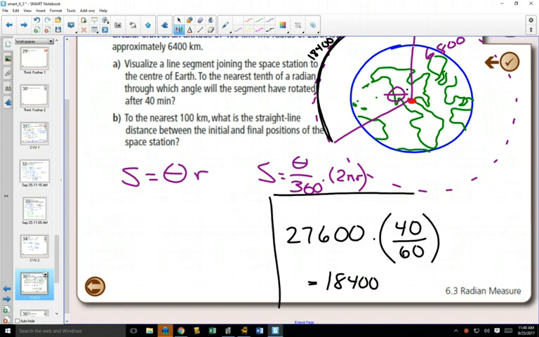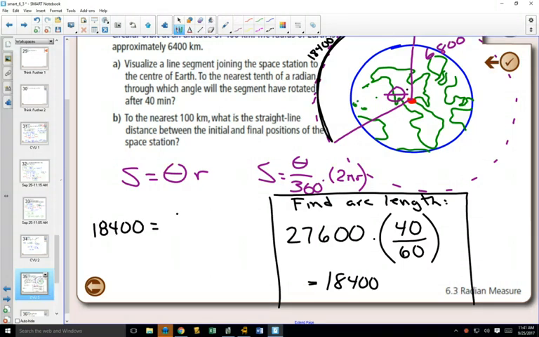So maybe I'll label this a little bit nicer. What did we do here? We found the arc length because we knew how fast it was traveling for 40 minutes, so we could figure out how far it traveled in 40 minutes. Now that we have that value, we know the arc length, we know the radius, so in this formula, the only thing we don't know is theta, and that's what we want to find. So we can plug in for the arc length, 18,400. We don't know theta, but we can plug in 6,800 for the radius.